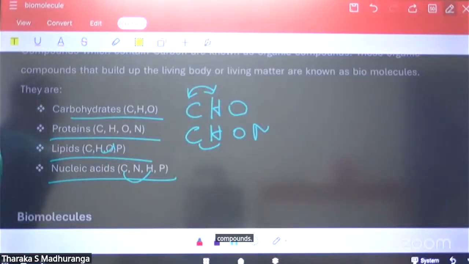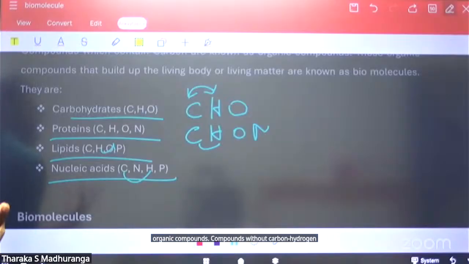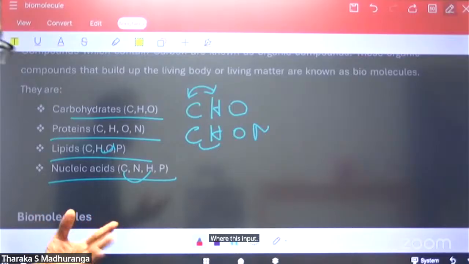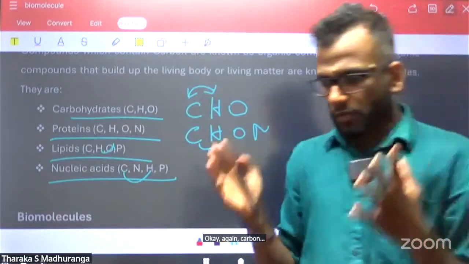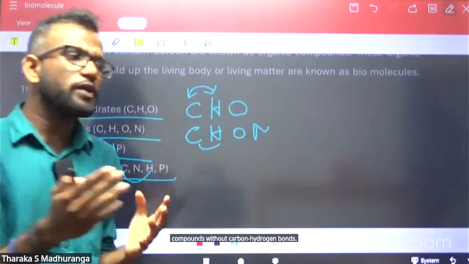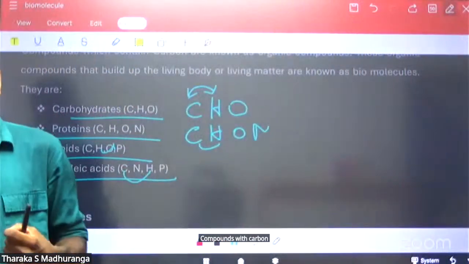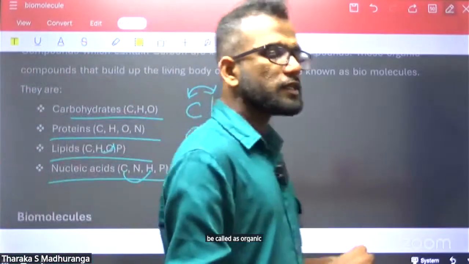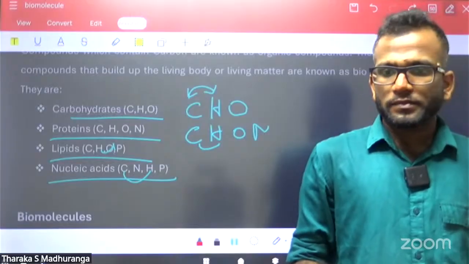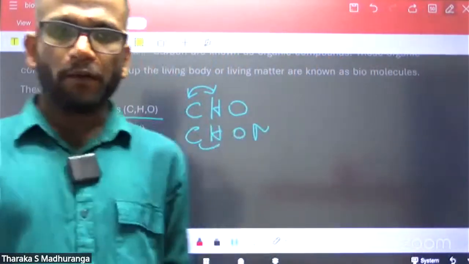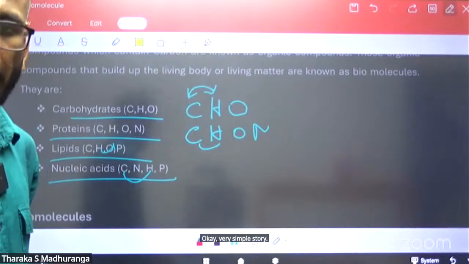Compounds with carbon-hydrogen bonds are called organic compounds. Compounds without carbon-hydrogen bonds we call inorganic compounds. Very simple. Again, compounds without carbon-hydrogen bonds are called inorganic compounds; compounds with carbon-hydrogen bonds we call organic compounds. Fatima, clear? Okay, very simple story.